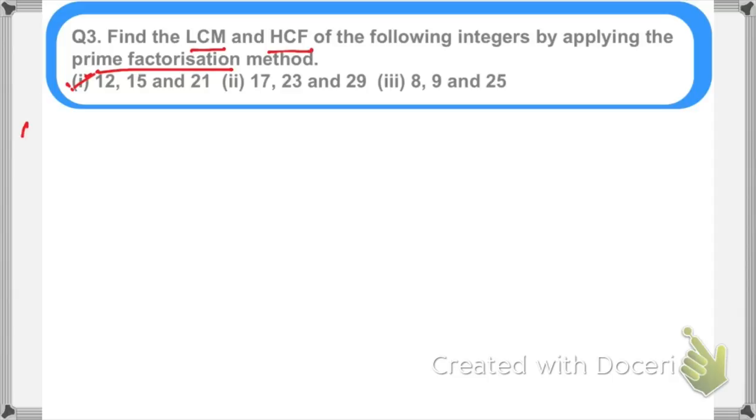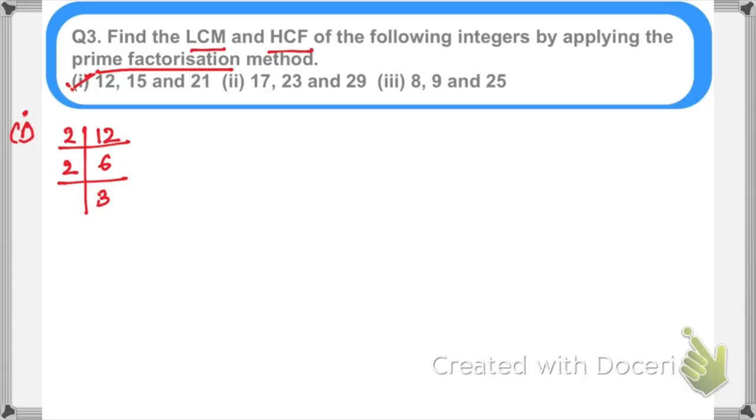So let's begin with the first one. First we will find the prime factorization of 12. First dividing it by 2, 2 6s are 12, again 2 3s are 6.